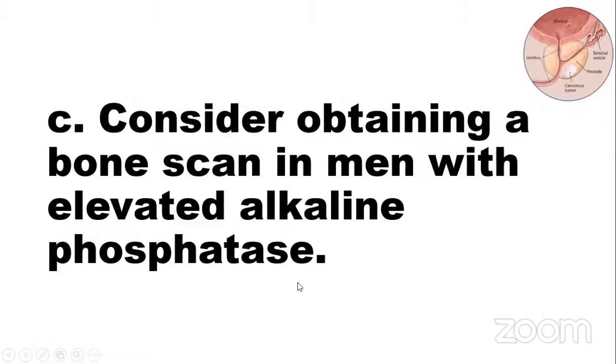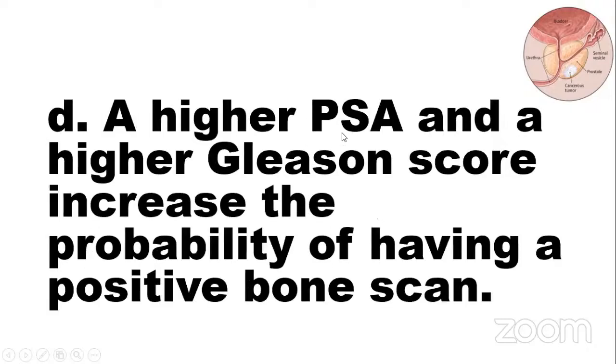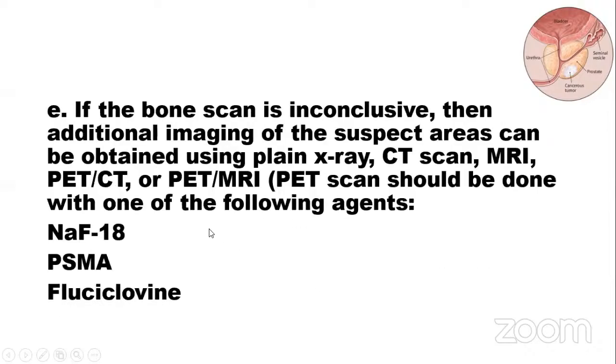Consider obtaining a bone scan in men with elevated alkaline phosphatase. A higher PSA and higher Gleason score increase the probability of having a positive bone scan. If the bone scan is inconclusive, then additional imaging of the suspected area can be obtained using plain X-ray, CT scan, MRI, or PET scan.